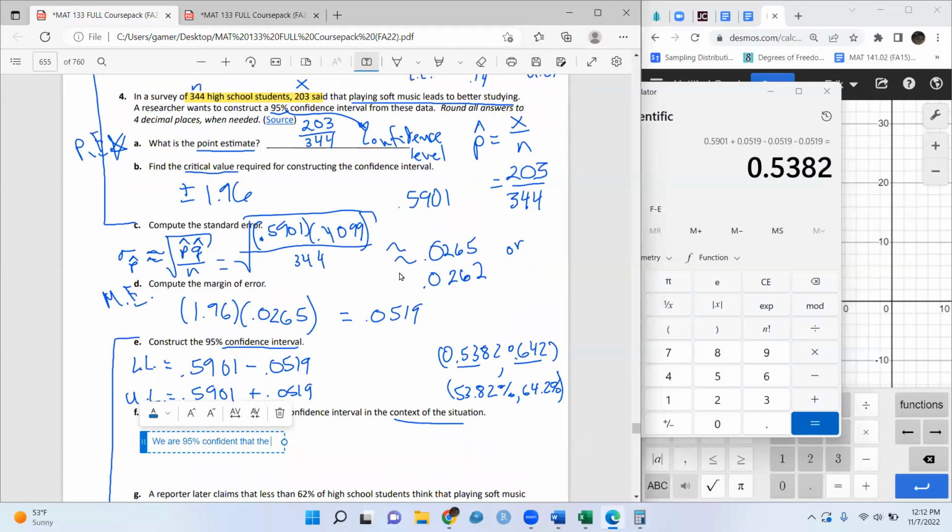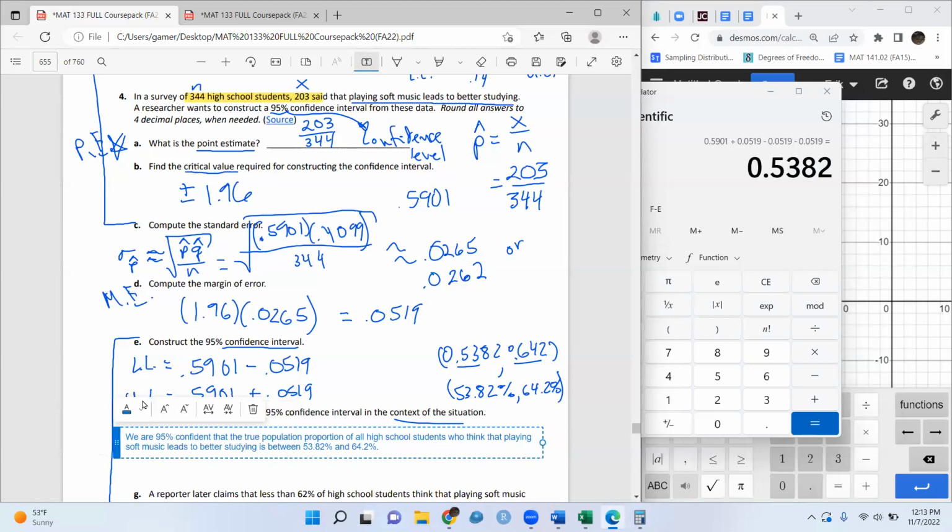So how we started all this out, Eric, is we said we are 95% confident that the true population proportion of all students who think that playing soft music leads to better studying is between 53.82% and 64.2%. You don't have to get that crazy, y'all, when you do it.